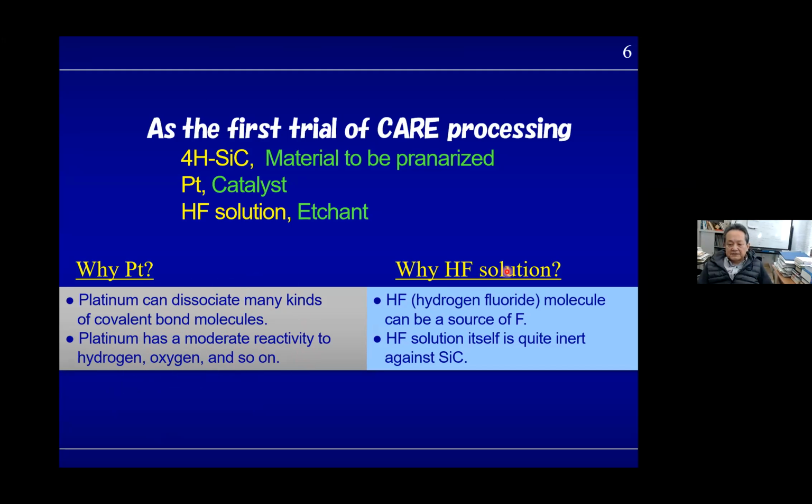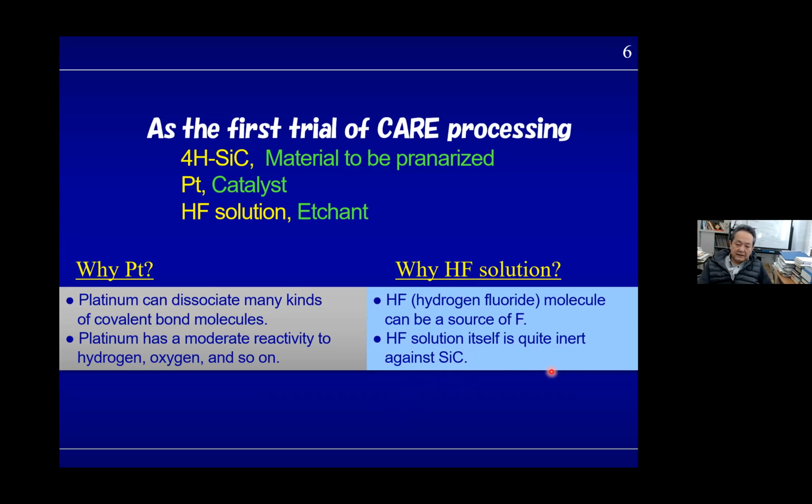And why do we use the HF solution? HF looks very dangerous, but this molecule can be a source of a very reactive element, fluorine. And the HF solution itself is quite inert against silicon carbide. Silicon carbide is a very inert material, so HF cannot etch it without any catalyst. So we selected HF solution in this case.